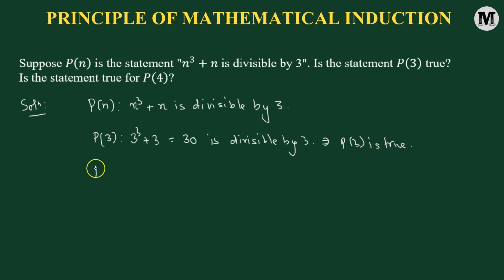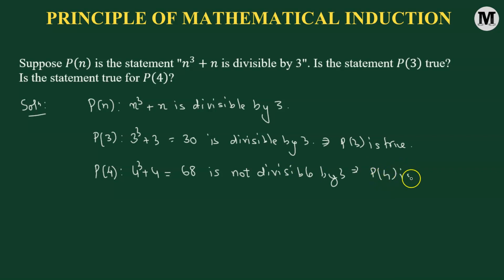Next, we'll check for n equal to 4. So for P of 4, we're going to get 4 cube added to 4. Now 4 cube, that's 64. 64 added to 4, that's 68. Now is 68 divisible by 3? No, 68 is not divisible by 3, and this simply means that the statement P of 4 is not true. It's not going to be valid if we choose n equal to 4. It's only true for n equal to 3.